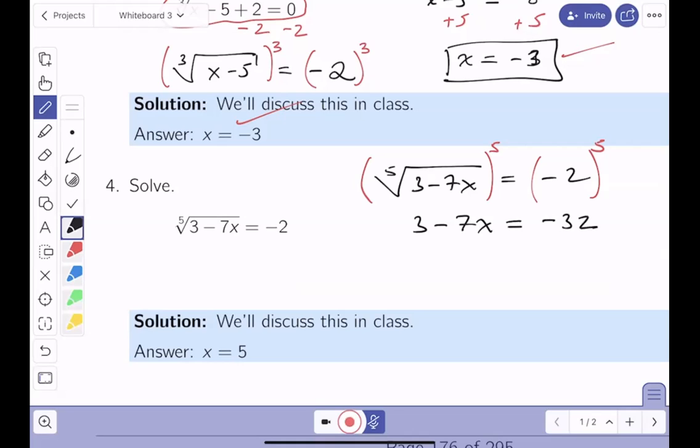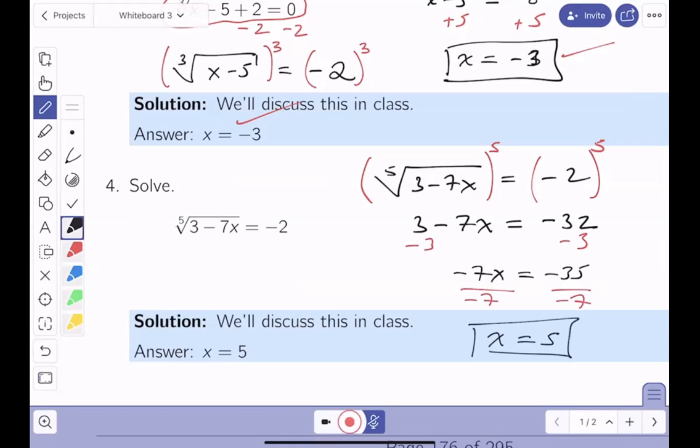That's not so bad. Now what do I do? I'm going to subtract 3 from both sides. And what do you get? You get minus 7x equals minus 35. And then I'll divide both sides by minus 7. And what do you get? You get x equals 5.